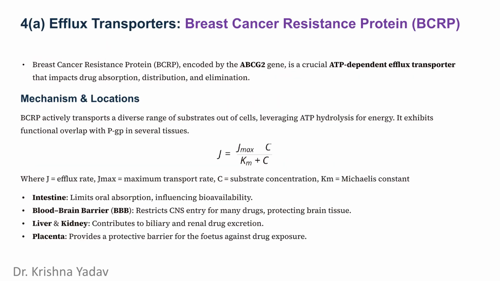Breast cancer resistance protein, or BCRP, encoded by the ABCG2 gene, is an ATP-dependent efflux transporter that influences drug absorption, distribution, and elimination. Mechanistically, BCRP actively transports a wide range of substrates out of cells using ATP hydrolysis, and it shows functional overlap with PGP. Its transport follows saturable kinetics, as described by the equation shown.